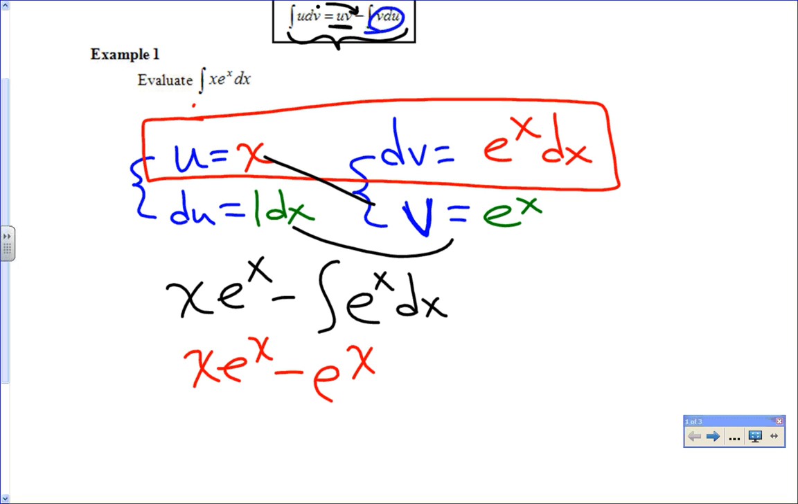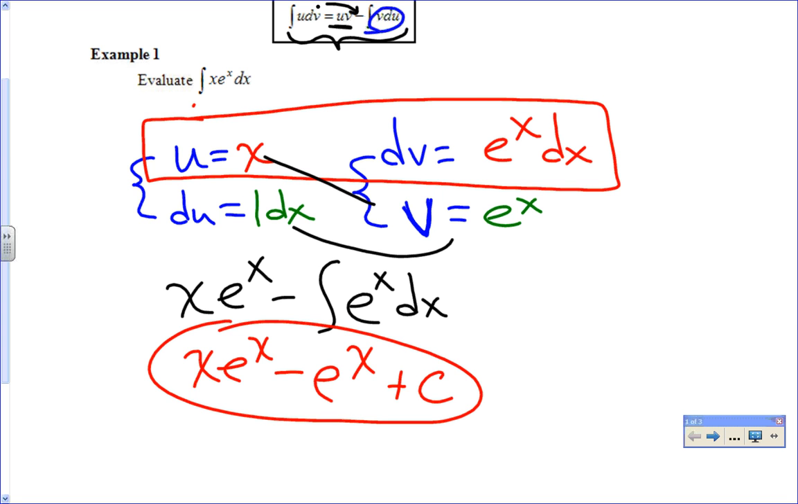And then please don't forget something very important, because is this definite or indefinite? Indefinite, very good. So plus some constant. Again, the reason is if I take the derivative of this, any constant there, I will actually get back to that. And that's always how you can check these if you really want to.